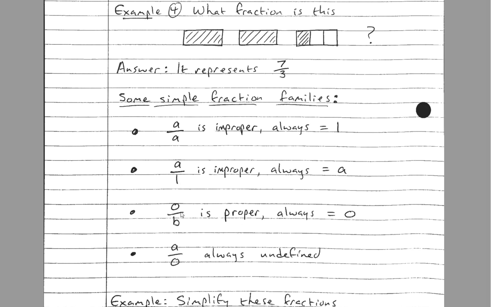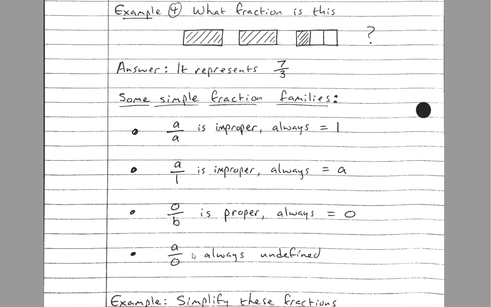Here we have a proper family. If the top number is 0, and b is some positive integer, then we saw this before. You're not shading in anything. So if nothing's shaded, then that number is 0, or b fits into 0 0 times. So if you have a fraction with a 0 on the top, then that whole thing is just 0. There's nothing there.